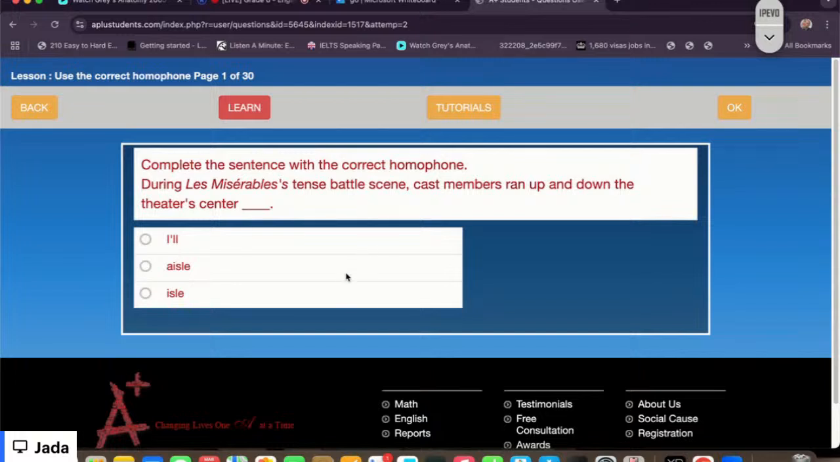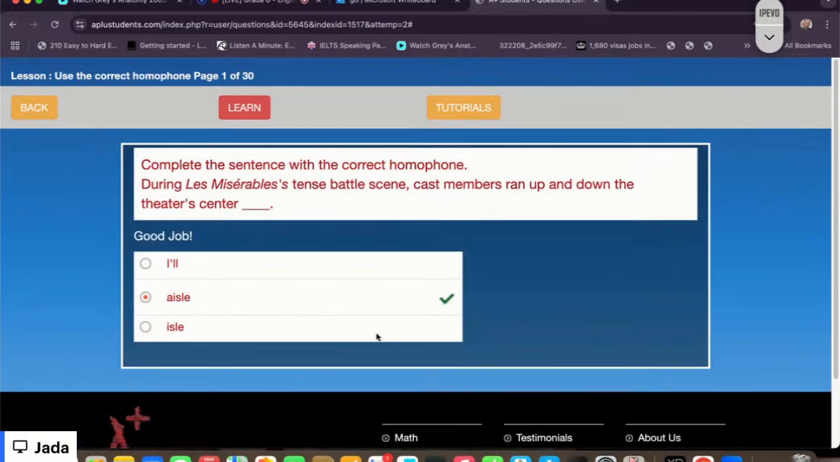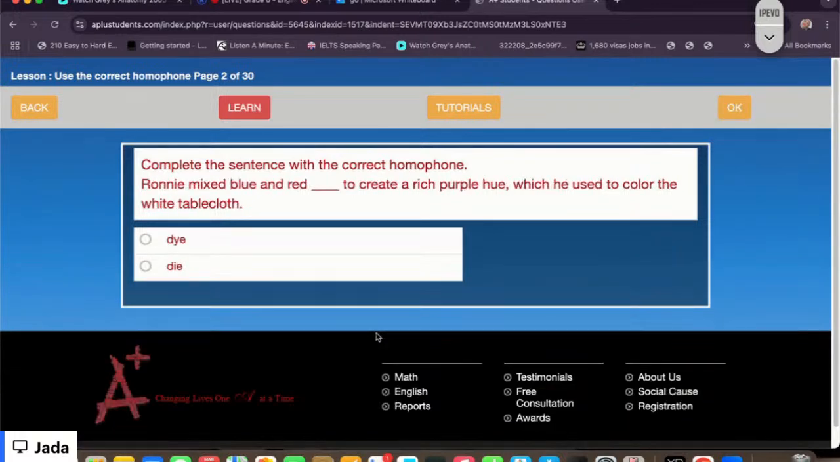So what do you think would be the best answer for this one? So aisle, this one's like a pathway where people walk through. Okay. Ring mixed blue and red dash to create a rich purple hue, which he used to color the white tablecloth. So die or die. Which of this here?